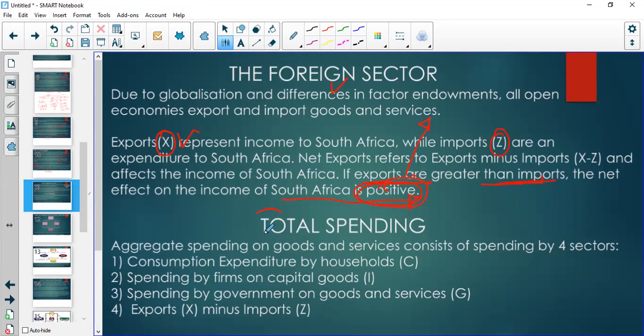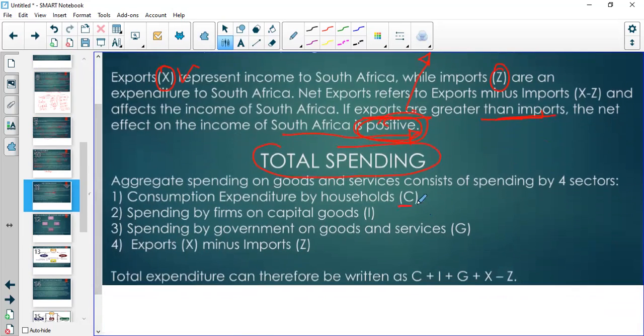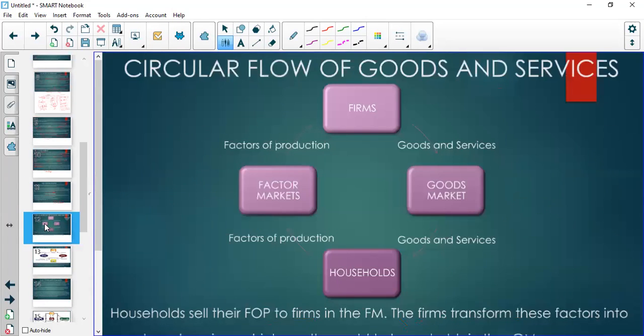So the total spending, therefore, is made up of those four components: consumption spending, investment by firms, government, exports minus imports. And this can be written like that as our total expenditure. So if you see this, remember this is aggregate consumption spending from consumers. This is investment spending. This is government spending. This is exports minus imports, the impact of the foreign sector.